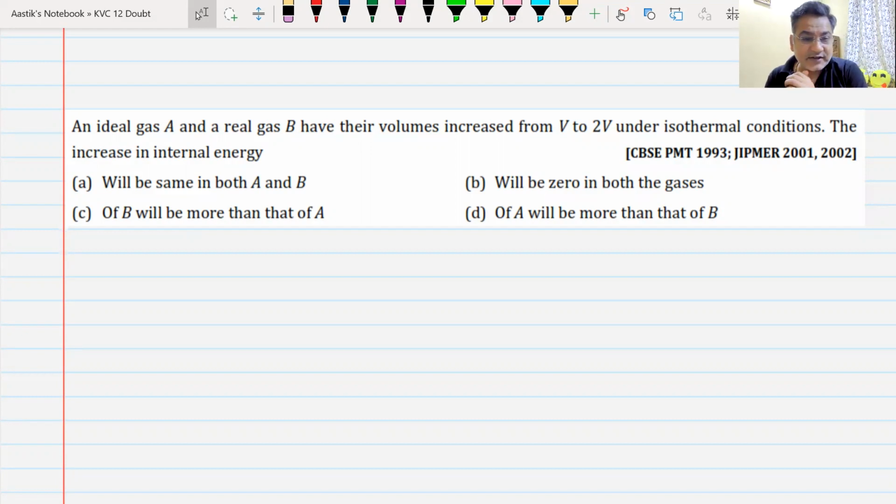An ideal gas A and a real gas B have their volume increased from V to 2V under isothermal condition. The increase in internal energy will be zero in both cases, will be same in both A and B, of B will be more than that of A, or of A will be more than that of B. A, B, C, D, and what is the answer, my dear friends?